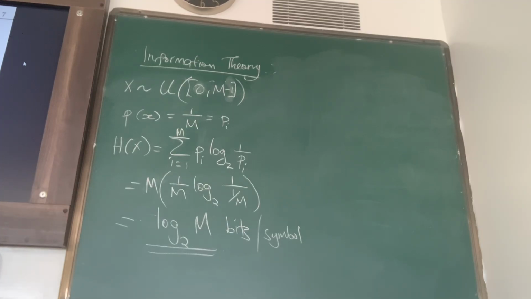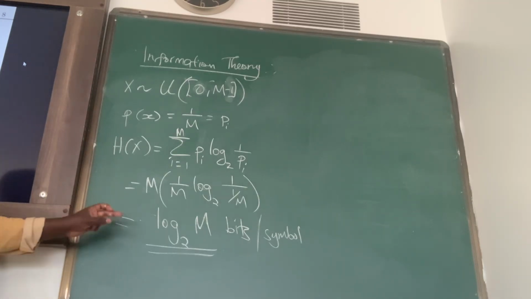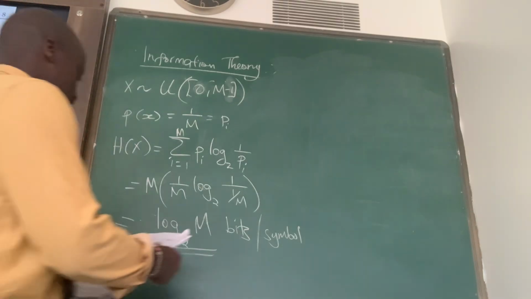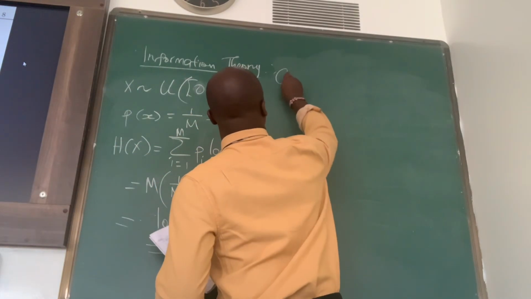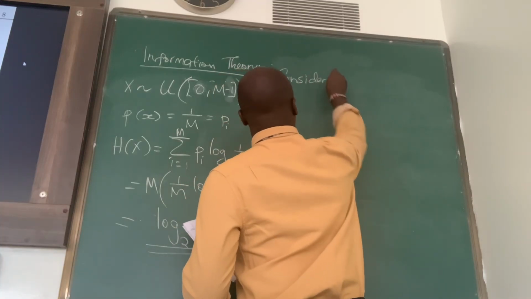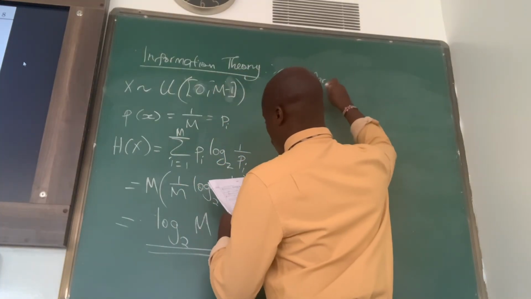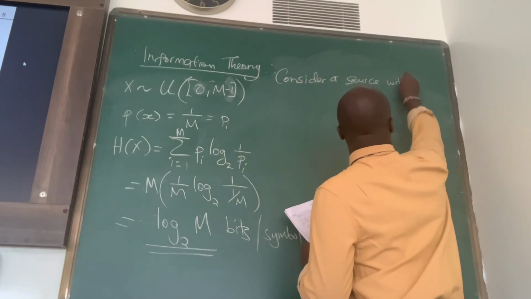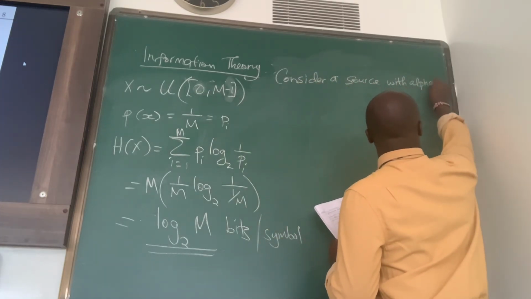One thing about this, and I'm coming to entropy maximization, so maybe before that you can work out the entropy of a source of the alphabet.